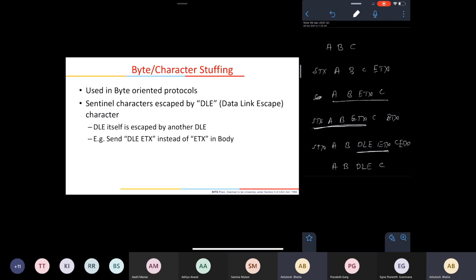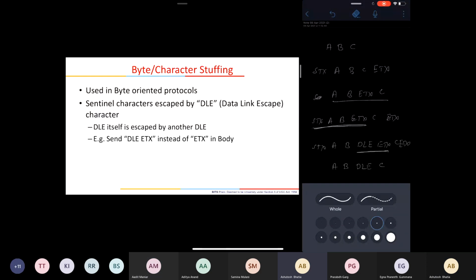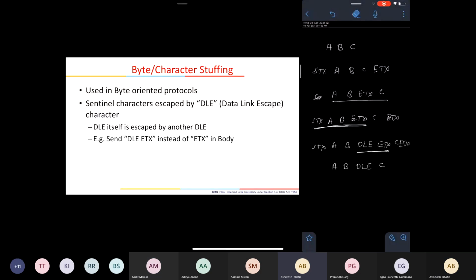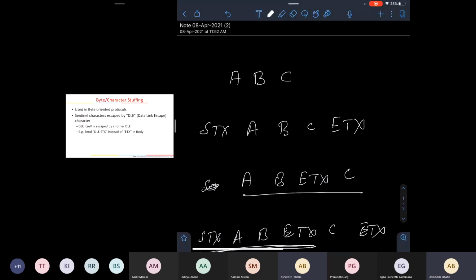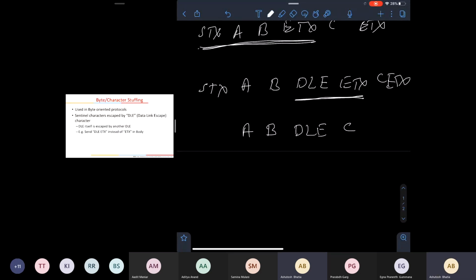If this is the message, what will be the encoding? There will have to be another DLE. So it will be A B DLE DLE and C, with STX and ETX.